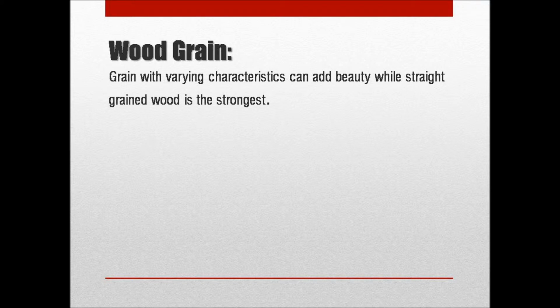Wood grain is the direction in which wood cell fibers grow, and it differs from one tree to another. The grain with varying characteristics can add beauty, while straight-grained wood adds strength. Of course, the more beautiful the wood is in terms of wood grain and the amount of knots, the more expensive the door or window gets.